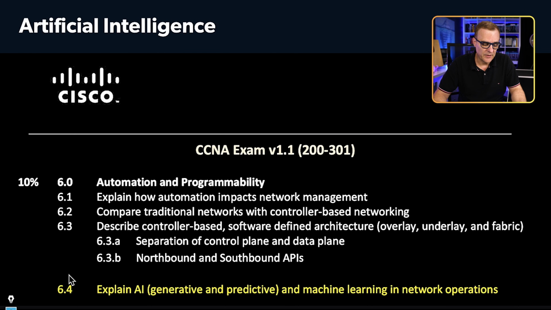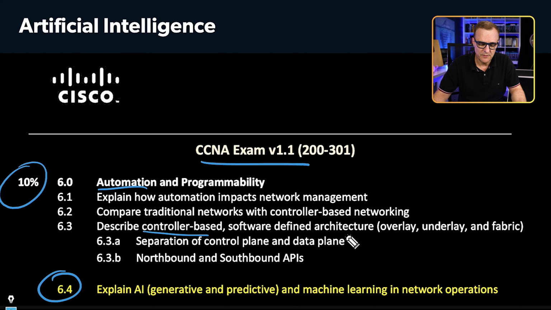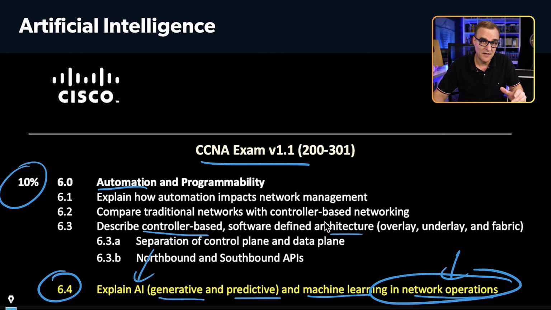Now let's talk about AI specifically for the CCNA exam. This is found in 6.4 of the CCNA exam, version 1.1 blueprint. Notice this section, 6.0, is 10% of the exam and includes other topics such as automation and programmability, controller-based software-defined architectures, etc. But the section we're going to focus on in this video is explaining AI or artificial intelligence, both generative and predictive. Notice those two. You need to know the difference, as well as machine learning in network operations. Notice this term. Cisco are focusing specifically on AI in network operations, not just general AI.